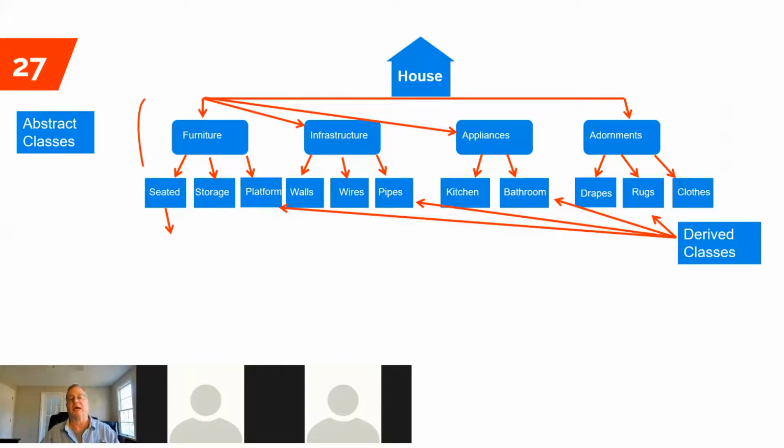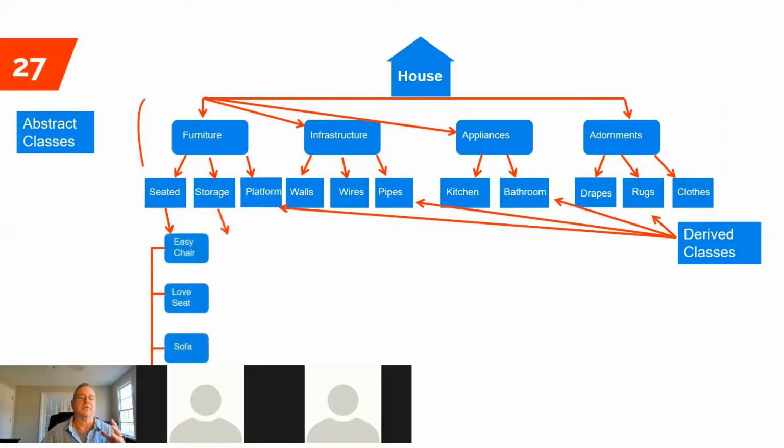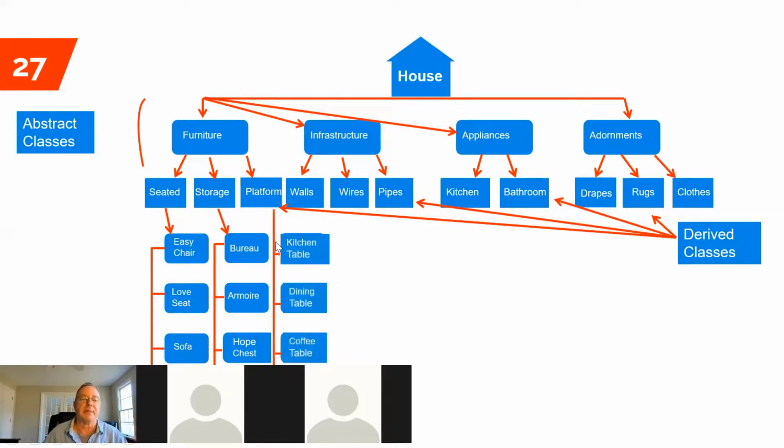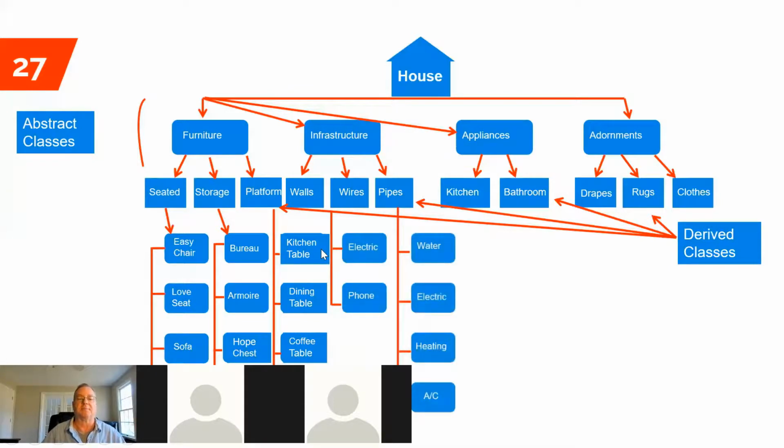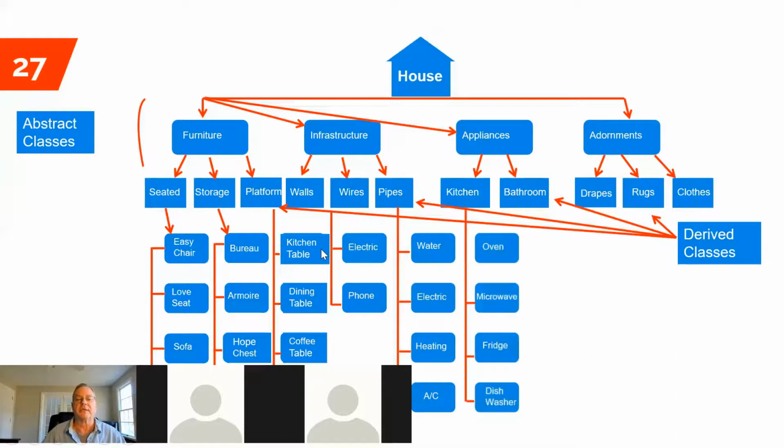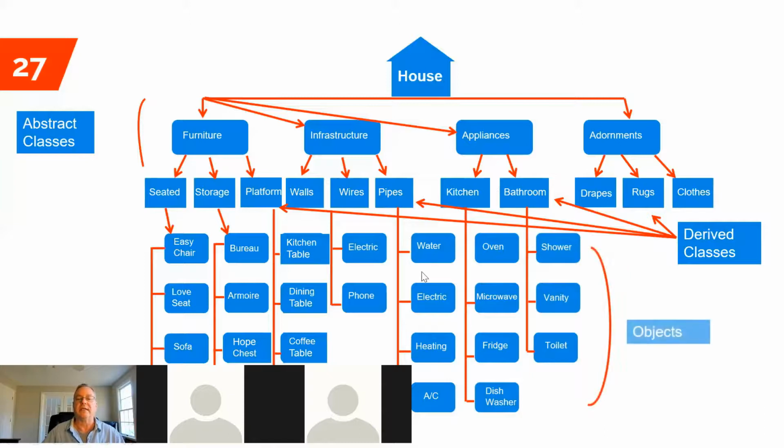But once you have a derived class, then you can look at very specific instances of seated types of furniture, like easy chair, sofa, wooden chairs, different types of storage furniture, different types of platform furniture. And these are obviously things everyone recognizes, but the point is that you can look at these objects in the world that are very, very specifically described. And these we know are objects, and we know they're objects because they are concrete, real world, actual instances of things that exist in the real world.